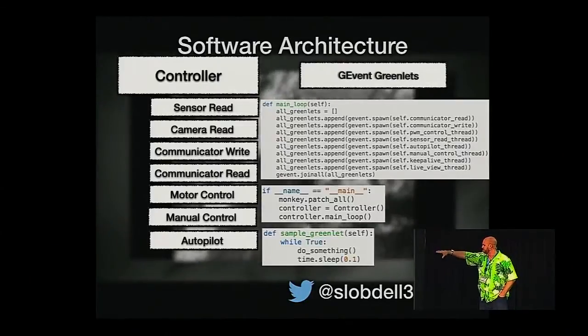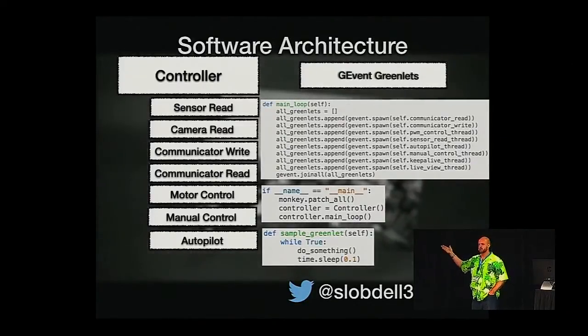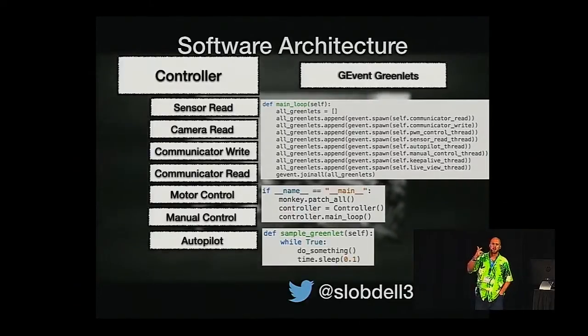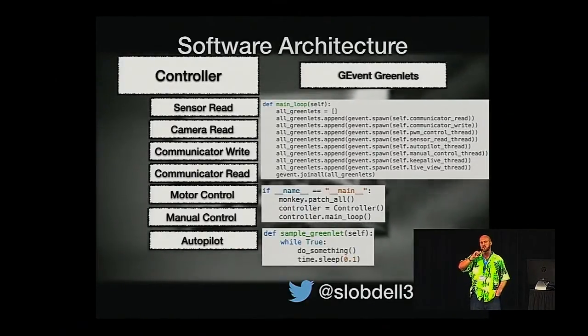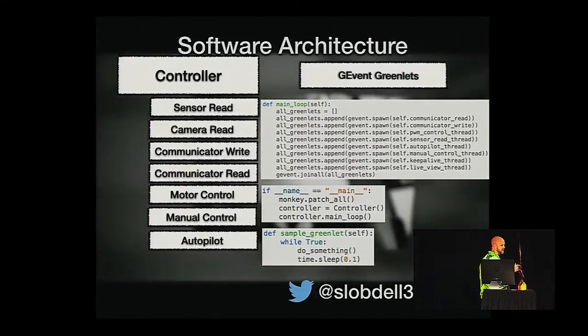So in that bottom example, we have the sample greenlet, and that's the basic structure of every single greenlet that we have. We're going to do something, we're going to do a little thing, and then we're going to sleep, which is going to yield to the other threads, and then once that sleeping is complete, it's going to be reactivated.